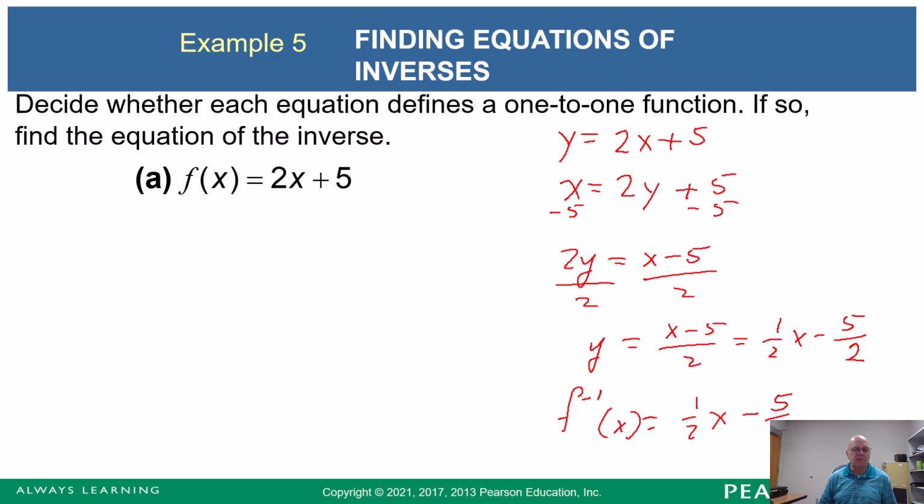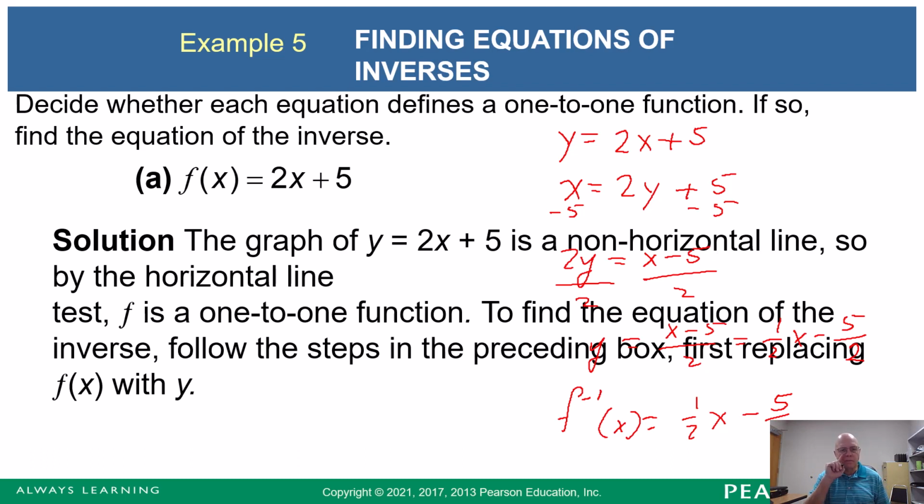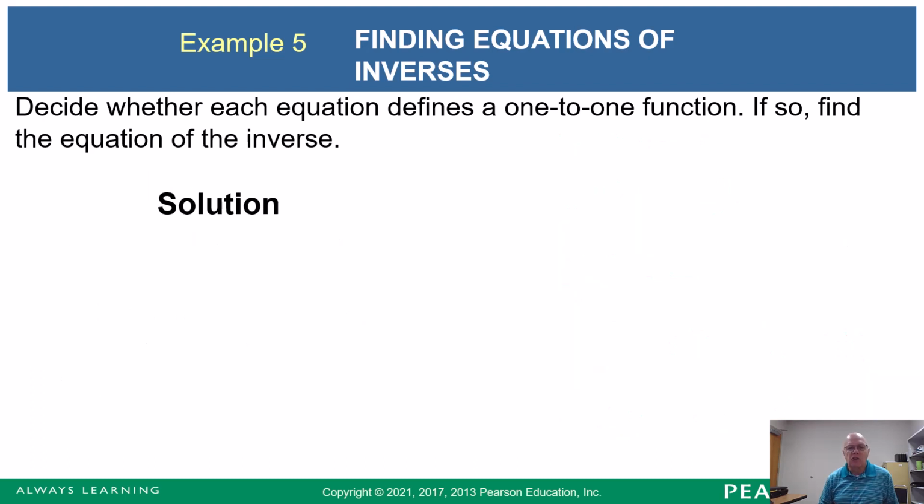There you go. And you can graph both. Both of them pass the horizontal line test. You can check that for yourself. Well, almost every line does anyway. Any non-horizontal line will pass the horizontal line test and be a one-to-one function. So you can take any linear function and create its inverse.